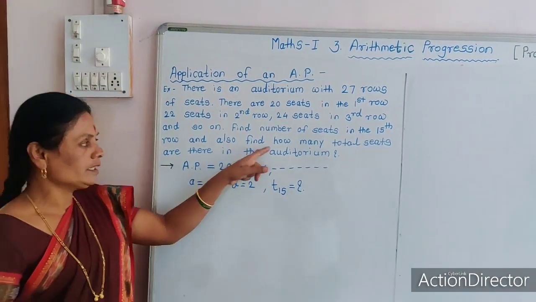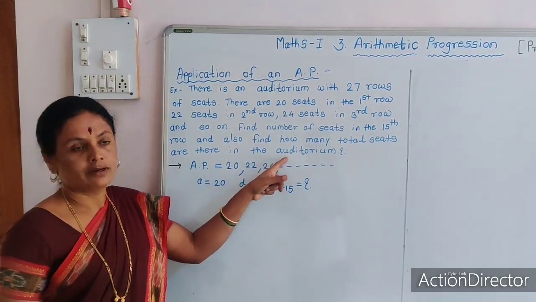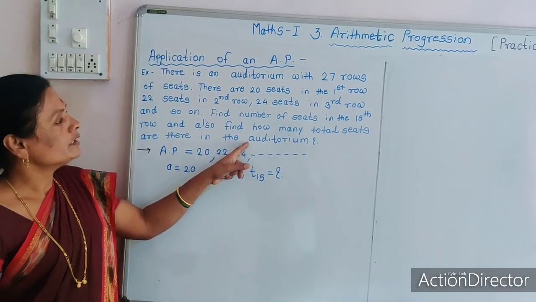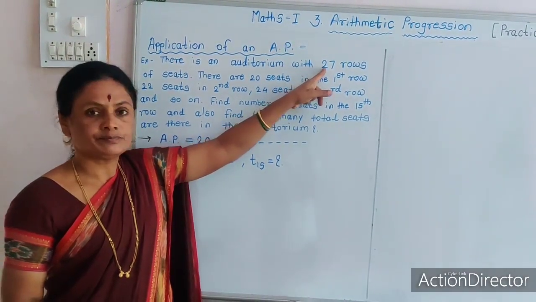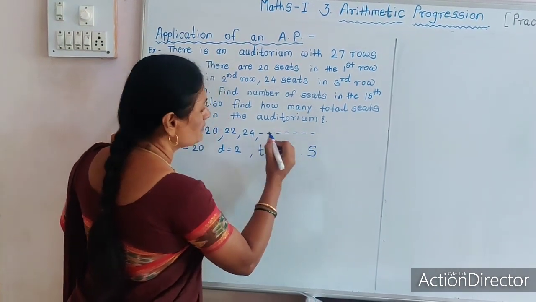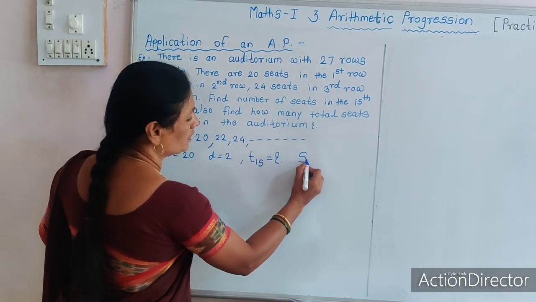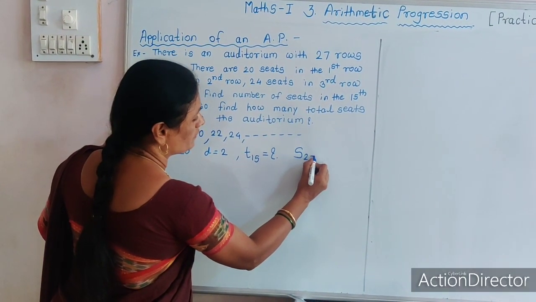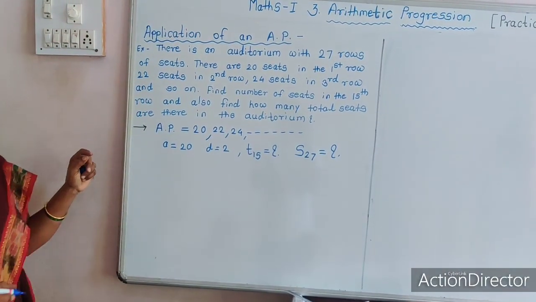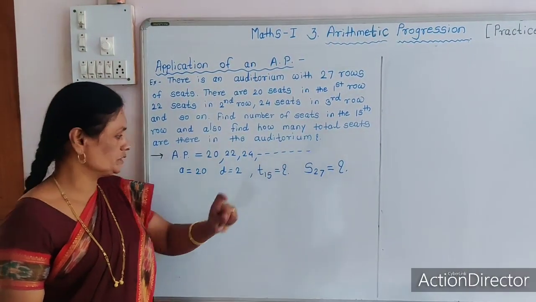Also the second question: how many total seats are there in the auditorium? There are 27 rows, and therefore we have to calculate the sum of the total seats in 27 rows. Therefore we have to calculate S27. S27 is equal to question mark.